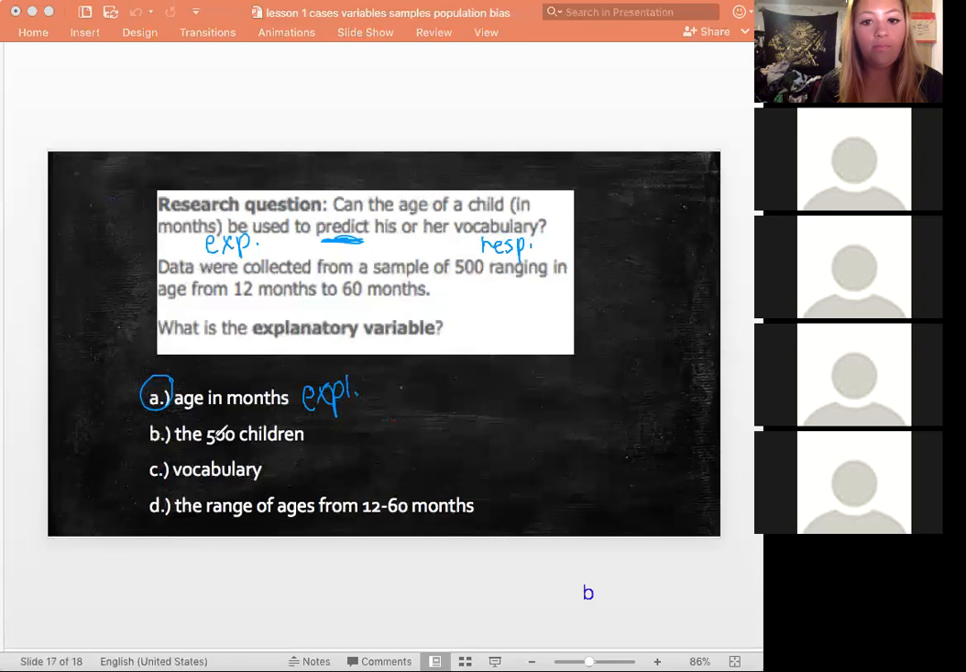And then B isn't correct because this is our sample size. Vocabulary is our response variable, so that's not correct, because our vocabulary is dependent on our explanatory variable. And then D is not correct because the range of ages, that's not a variable, so that's not correct either. So our answer is A.